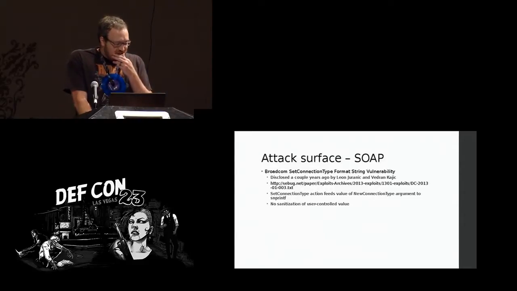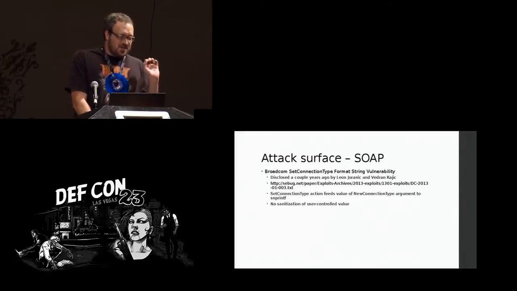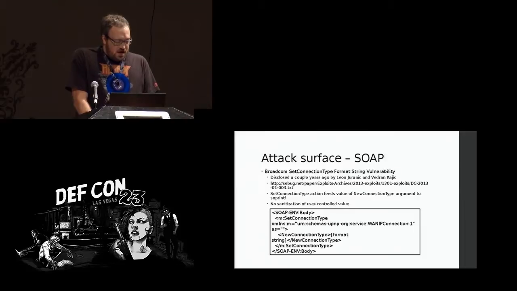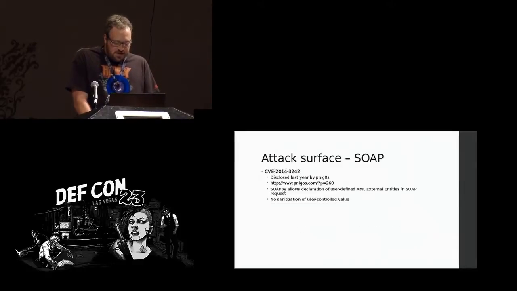Broadcom also has had a few vulns disclosed recently. This one was in the NewConnectionType argument of the SetConnectionType action. Again, format string vulnerabilities are back, apparently. Same old, same old. Sorry, I'm starting to get bored with this myself.